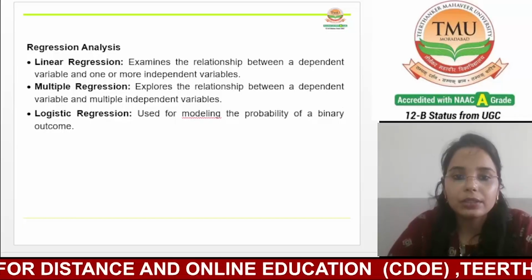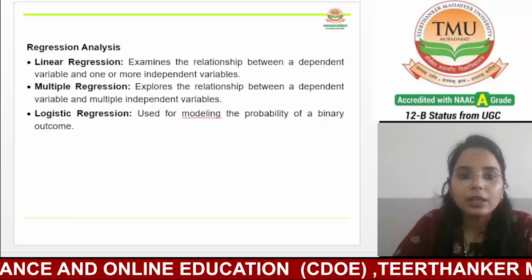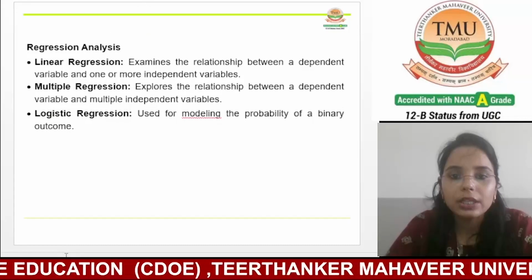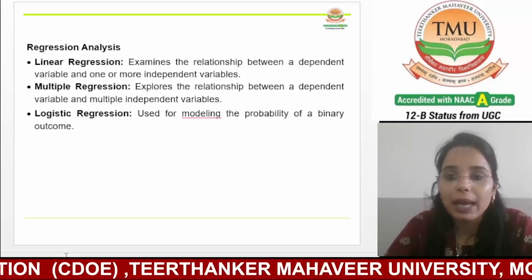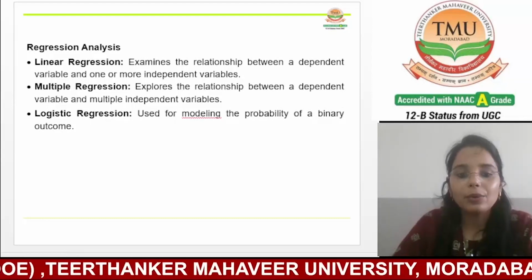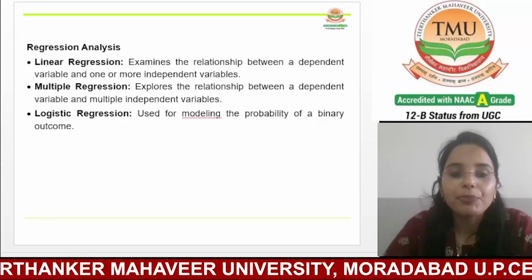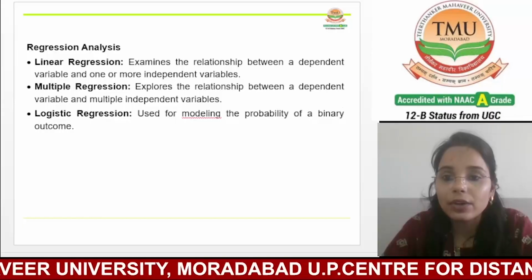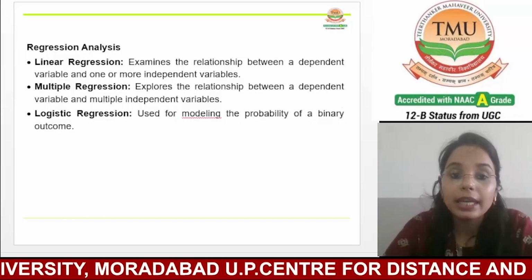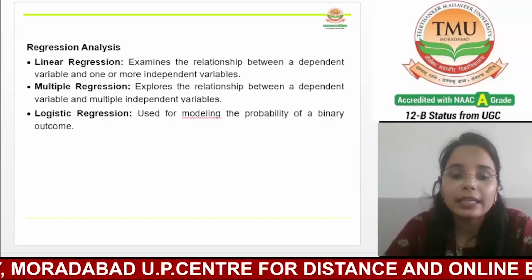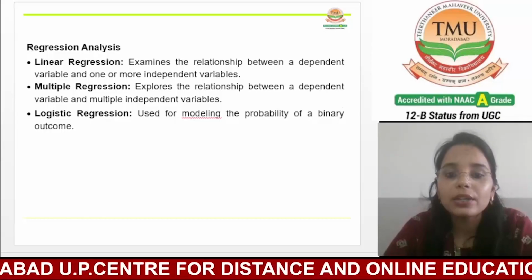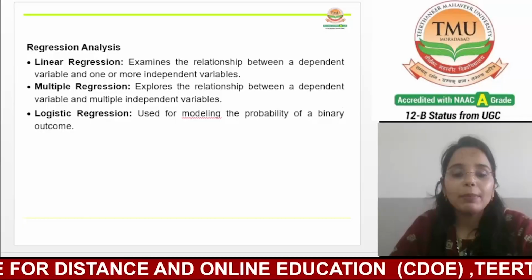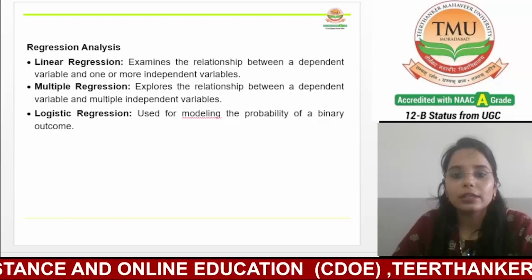Now, the third one is logistic regression. Basically, logistic regression is used for modeling the probability of a binary outcome. That means logistic regression is used when the dependent variable is categorical, typically binary, meaning it has two possible outcomes, unlike linear regression, which predicts a continuous outcome. Logistic regression models the probability of a particular outcome occurring.